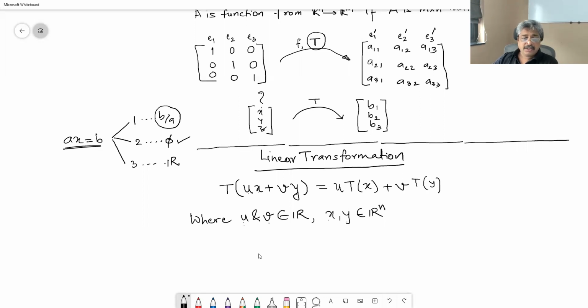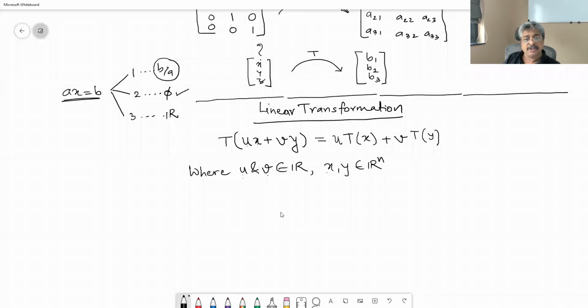Okay, this is important. You operate the transformation on linear combination, it is exactly equal to operating linear combination on transformations. Let me explain what we are trying to say. This is linear transformation overall. Right now I have taken only two variables x and y, but it can be written for n variables.